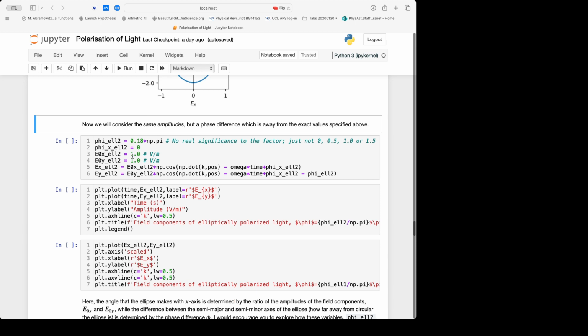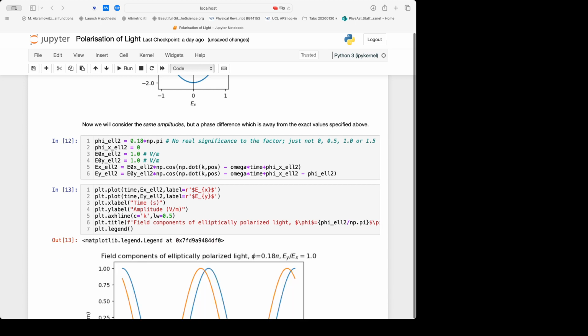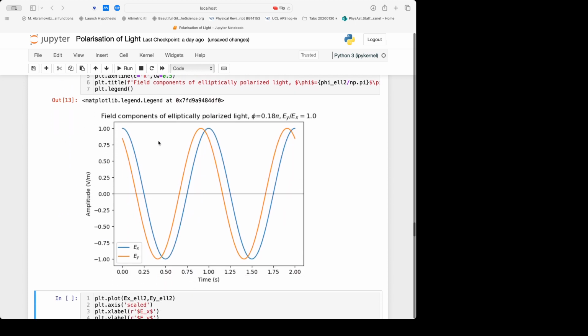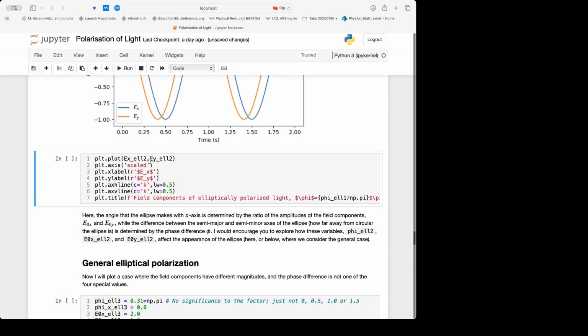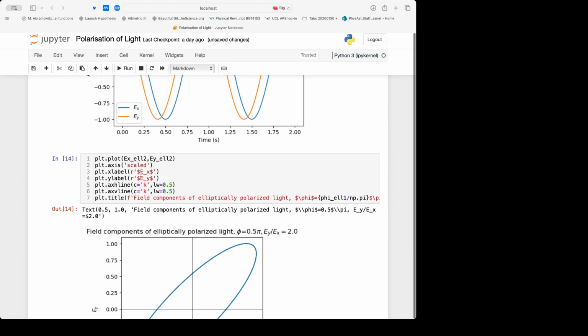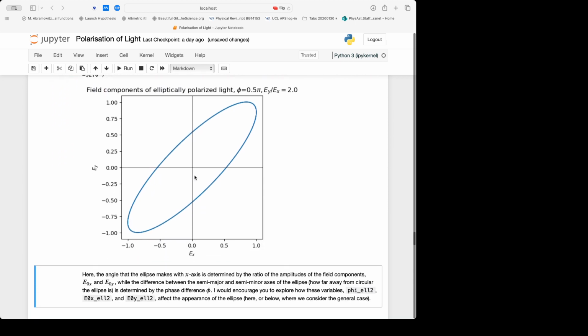The other way we can do it is to have equal magnitudes, but a non-integer multiple of pi over 2 for the phase. In this case, here we see we've got the same magnitudes, but the phase difference is just non and half integer. And when we plot that in the xy plane, you see that we have an ellipse here.